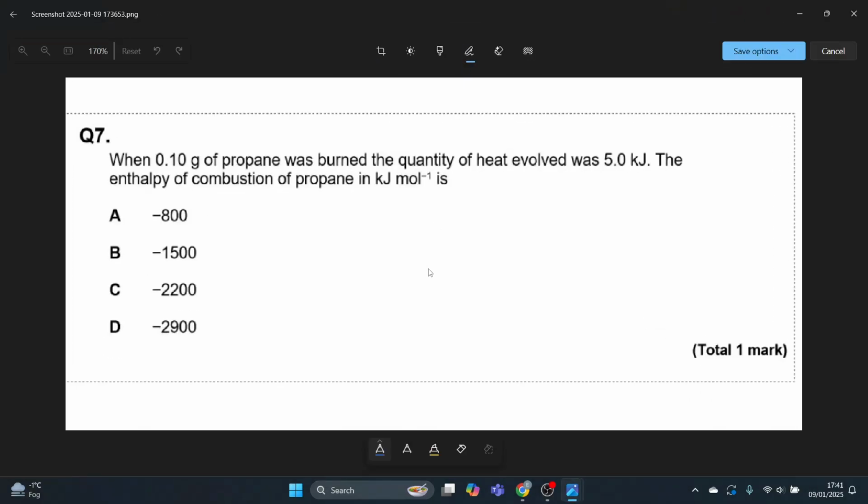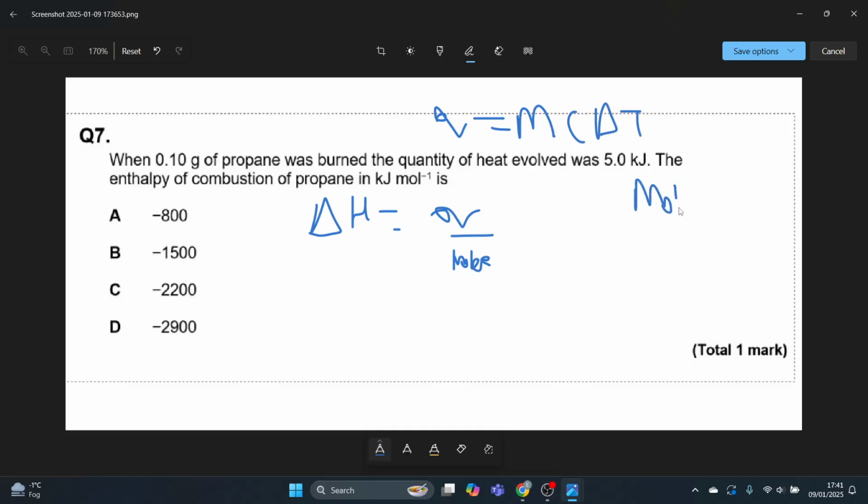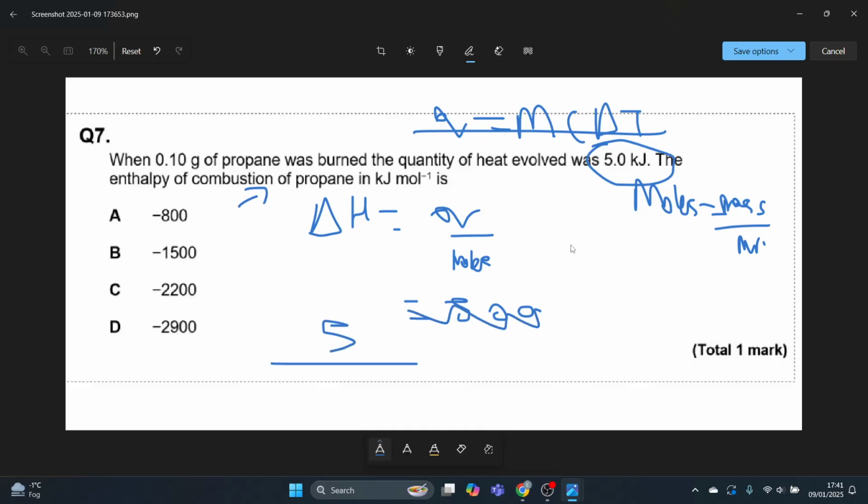Question 7. When 0.10 grams of propane was burned, the quantity of heat evolved was given. The enthalpy of combustion is... Okay, enthalpy of combustion formula: delta H equals Q divided by number of moles. Am I going to have to use Q equals mc delta T to work out Q? I'm not going to have to, because I've already got the quantity of heat evolved, 5 kilojoules, which is the same as 5,000 joules. But we want enthalpy of combustion in kilojoules, so we leave it in kilojoules.